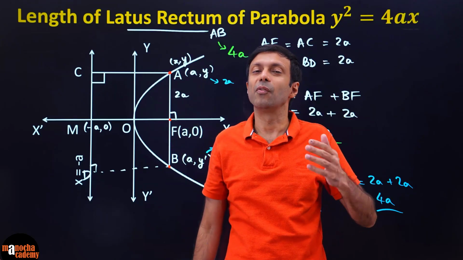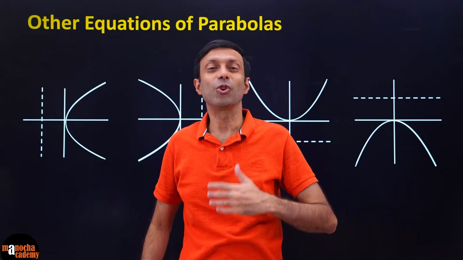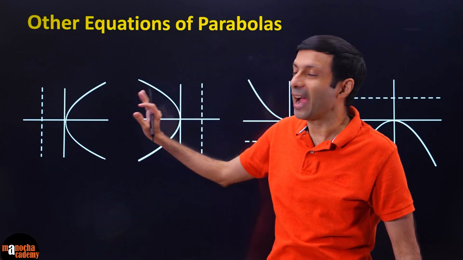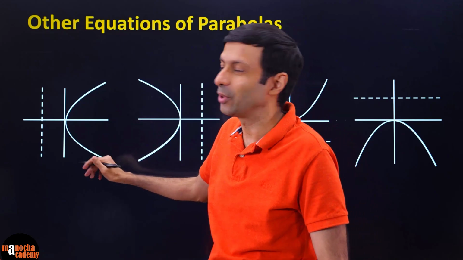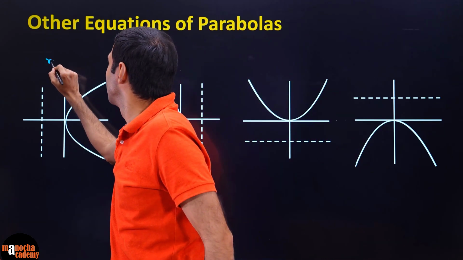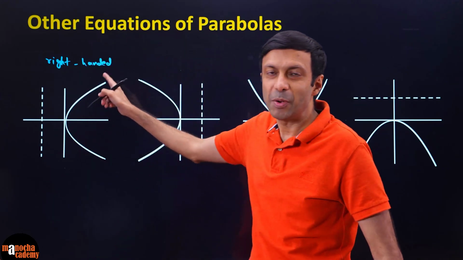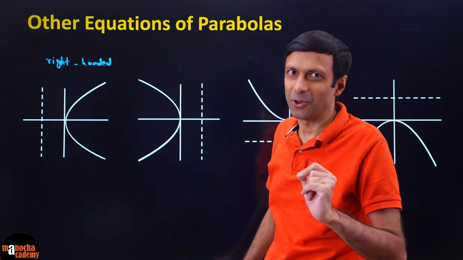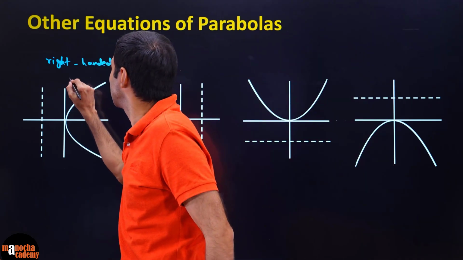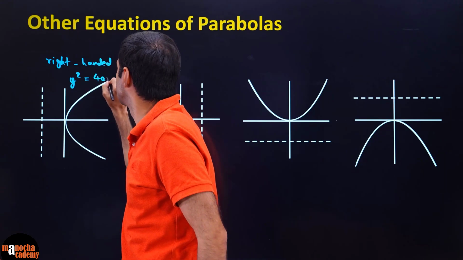And remember, we said we will take a greater than 0 for a parabola. So we have looked at the standard equation for the right-handed parabola, the parabola opening to the right side. Can you tell me what is the standard equation for this? y square equal to 4ax. Note it down. This is the one we have discussed: y square equal to 4ax.